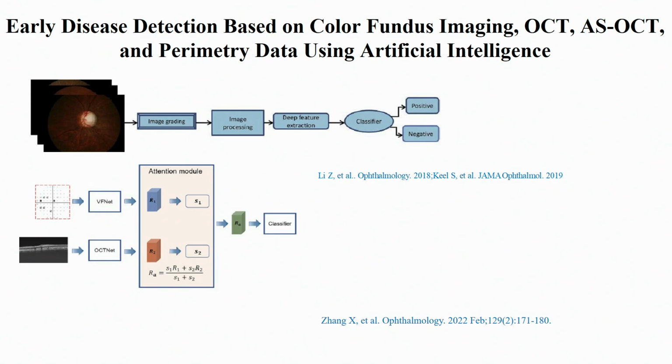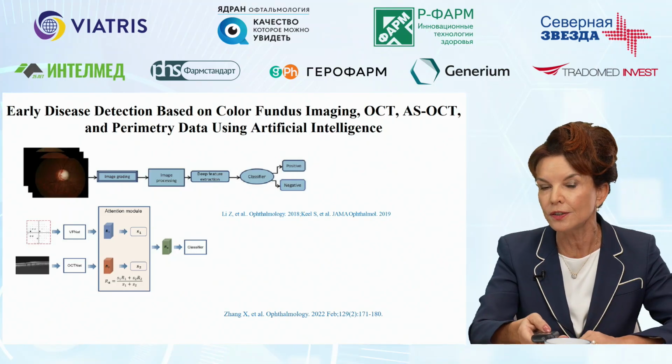So what are the methods of imaging? What kind of methods of imaging? First of all, that's the pictures of the fundus. That's what the world has been using for decades. And of course, AI was used first and foremost as far as this method is concerned.